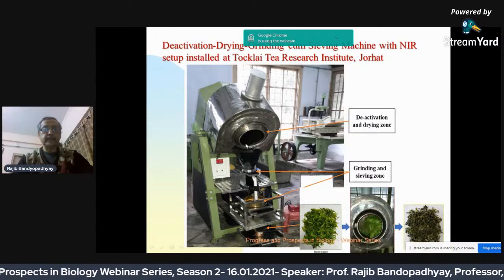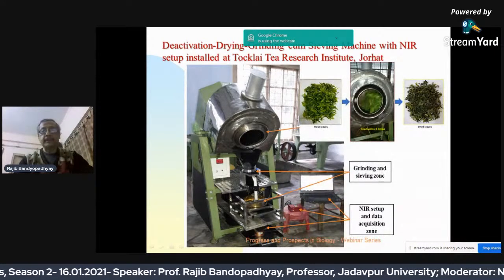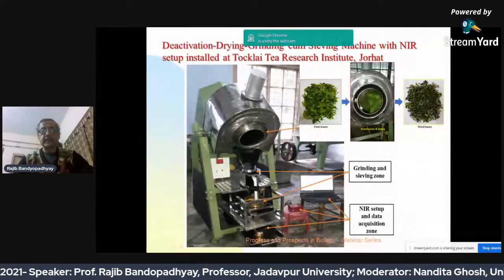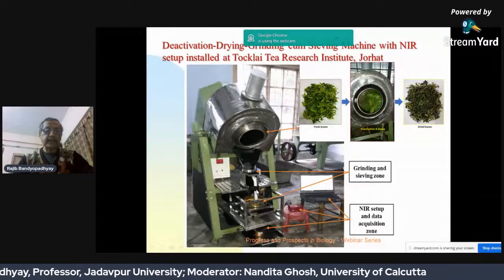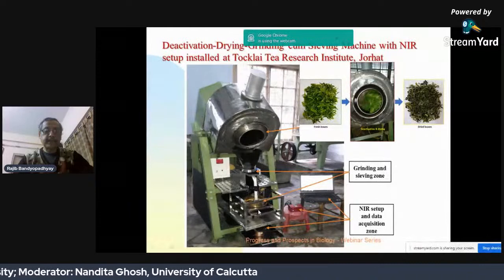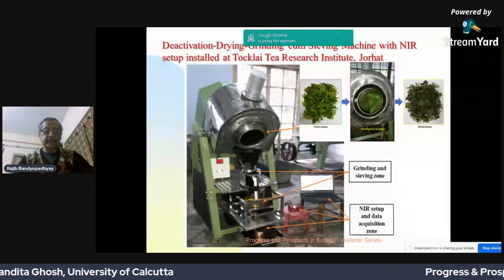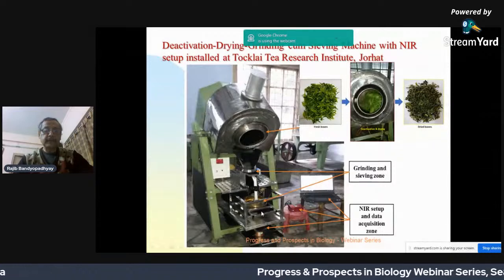The drum is rotating, and when the tea leaves are dried, they are poured onto a grinder. After that, there is a sieve, and then a quartz plate. And this is the NIR spectrometer, from which we collect the spectra of the tea samples, and we take it to the computer to assess the quality of polyphenol.